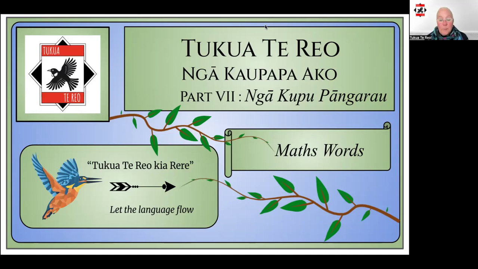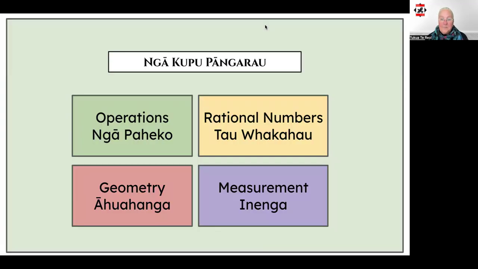In this video, we'll be looking at some kupu pāngarau, maths words. I've divided this video into 4 kaupapa: ngā pāheko, operations; ngā tau whakahau, rational numbers, which includes fractions, decimals and percentages; āhuahanga, geometry; and ininga, measurement.